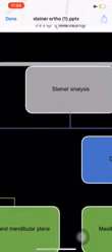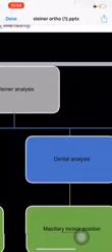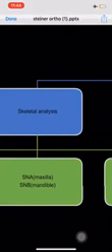Here in this slide we see the Steiner analysis. Steiner analysis consists of three parts: skeletal analysis, dental analysis, and third, soft tissue analysis. In the skeletal analysis we have SNA, SN plane with point A in the maxilla, and SNB angle in the mandible, SN plane with point B, which forms an angle.